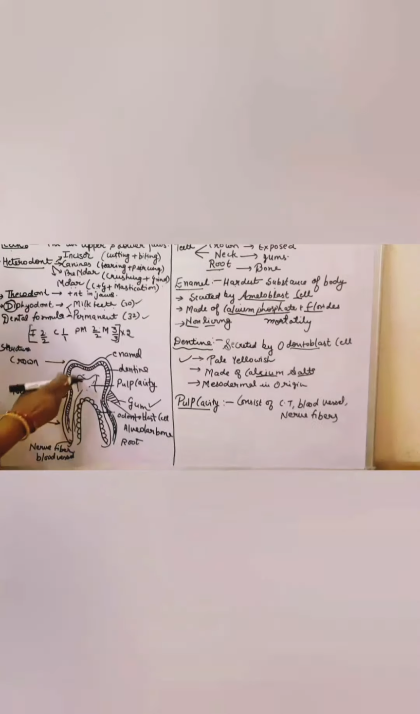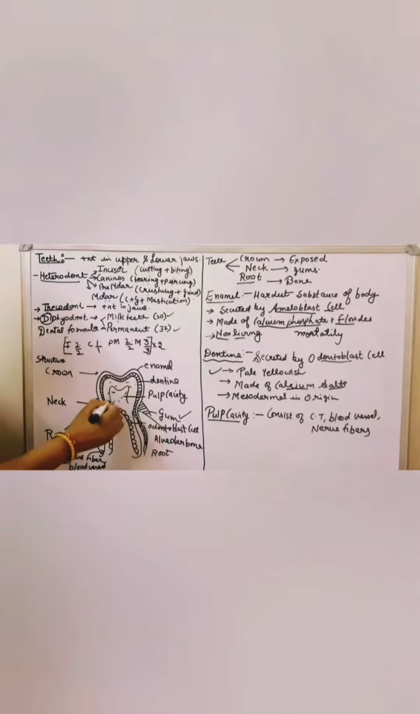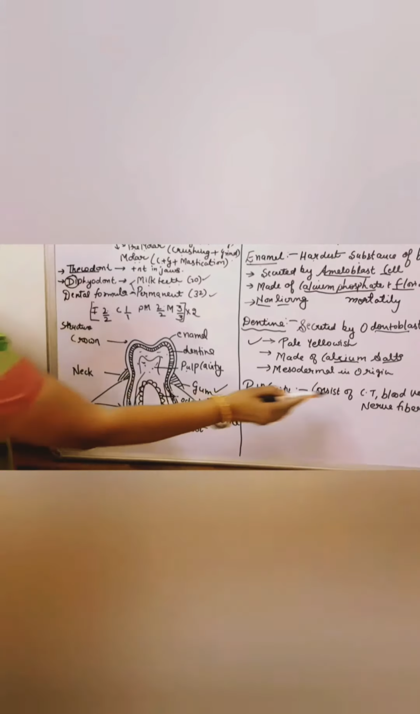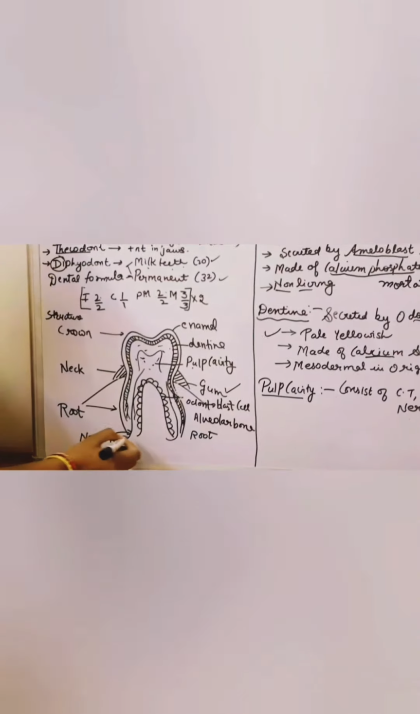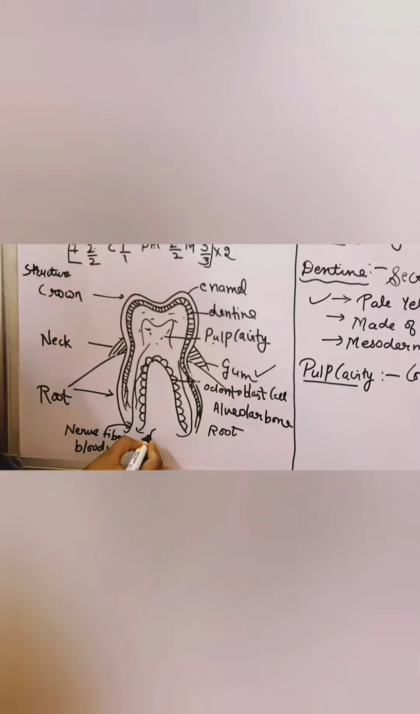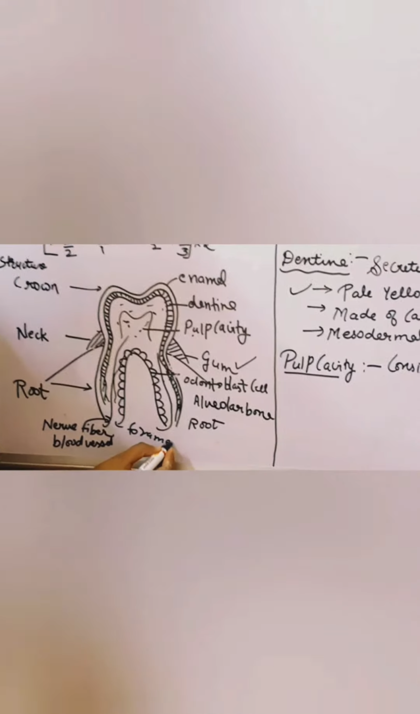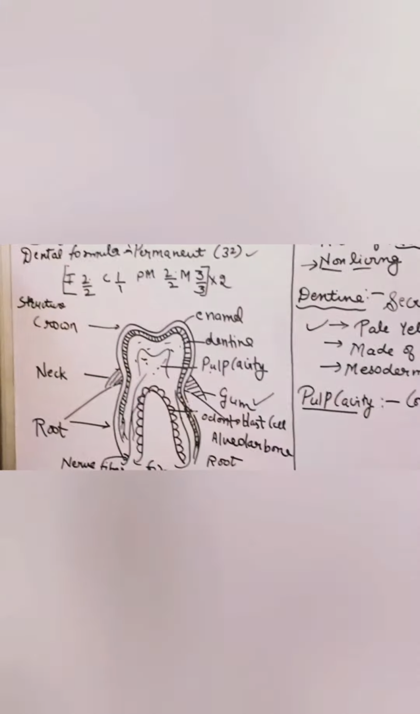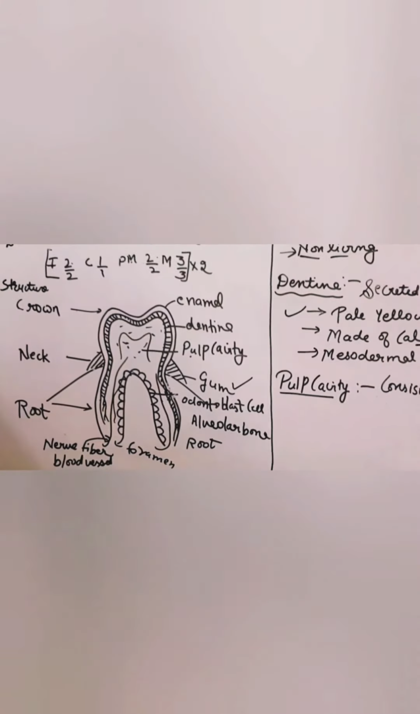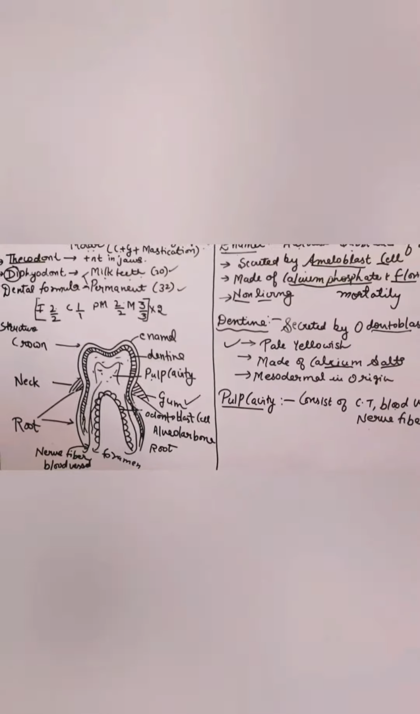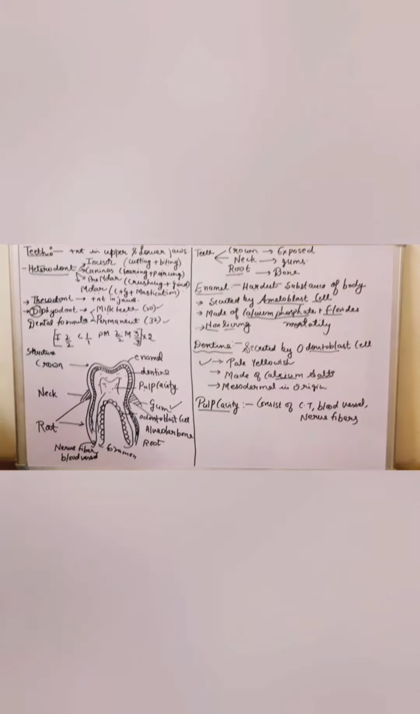The third part is the pulp cavity. The remaining part is represented by the pulp cavity. It consists of connective tissue, blood vessels and nerve fibers. It has an opening known as the foramen, from which blood vessels and nerve fibers enter. This is the structure of teeth. Teeth play an important role in mastication of food, which is necessary for further digestion.